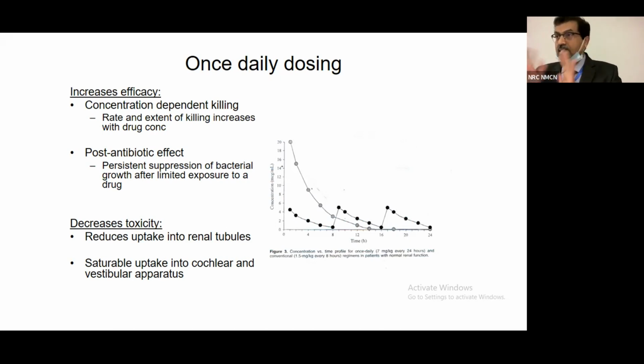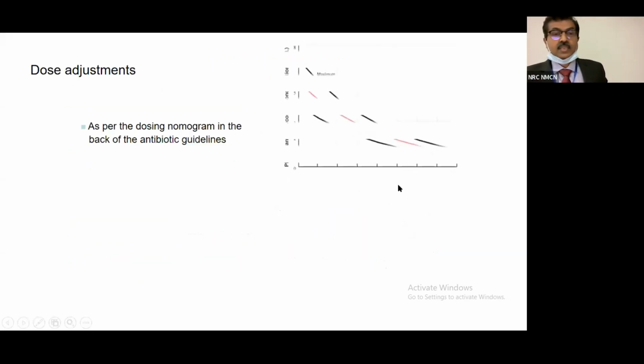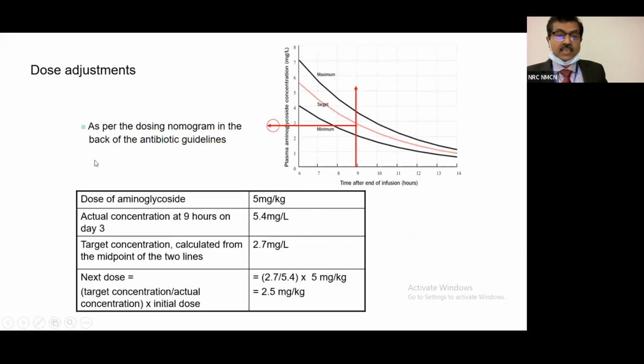In amikacin, it is a different ball game. So this is the reason why we use intermittent dosing, interval dosing, not a continuous requirement, because the side effects of these medicines become very high, particularly kidney injury, ototoxicity and vestibular toxicity. So dose adjustment is very important.